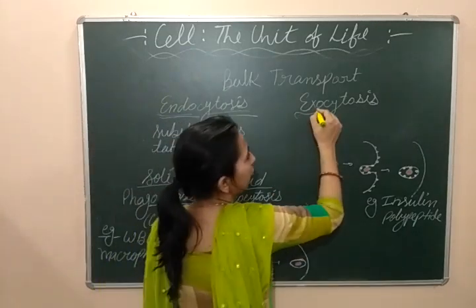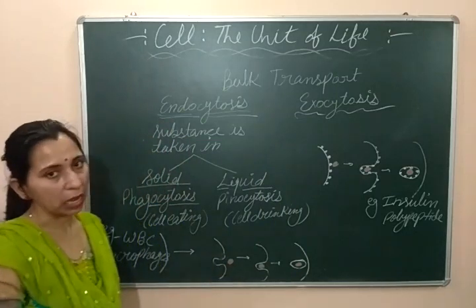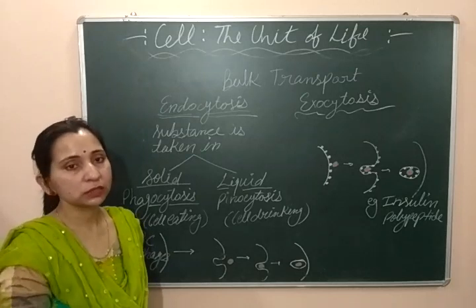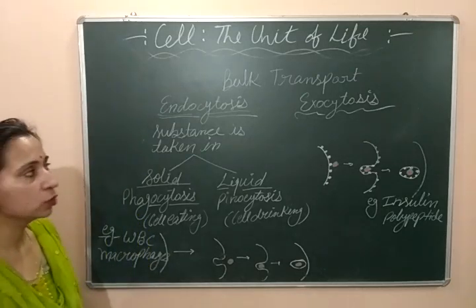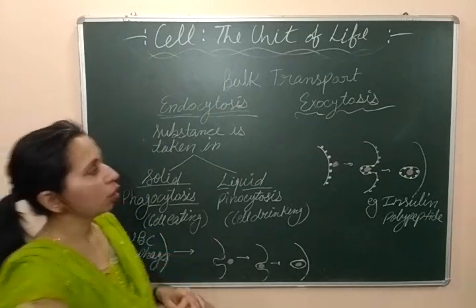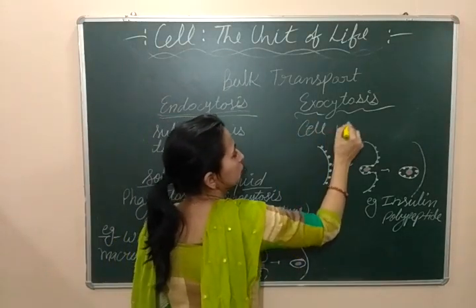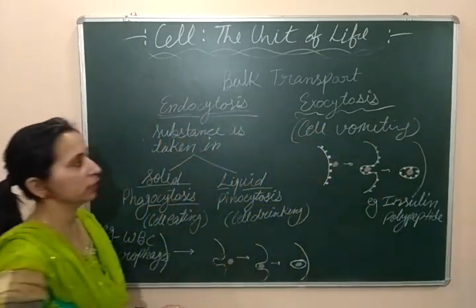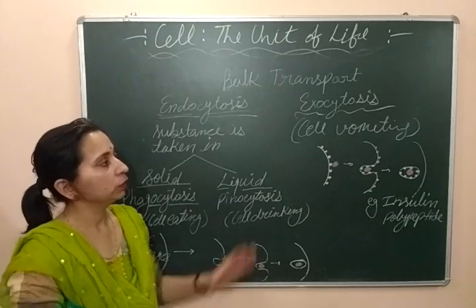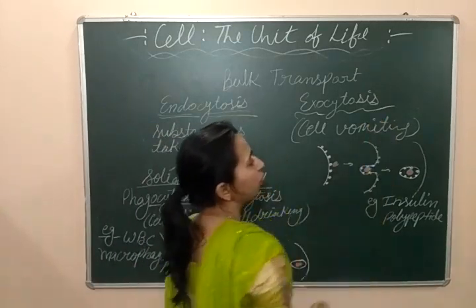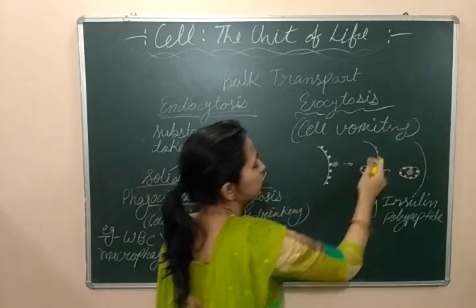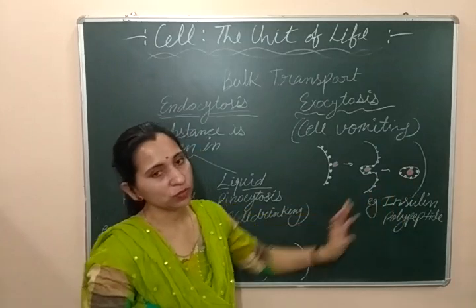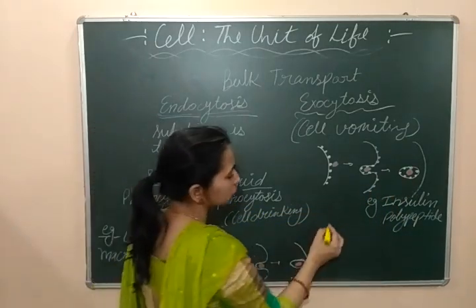Next process, that is exocytosis. Exo means out and cytosis means out of the cell. When something needs to be released out of the cell, then the process is known as exocytosis. Exocytosis is also known as cell vomiting. Here the cell is releasing something outside from its inside environment. So it is known as cell vomiting. In this process, it is the same as endocytosis. जैसे कि endocytosis में हुआ, उसी तरीके से process होगी exocytosis के अंदर, but it happens in the reverse manner.